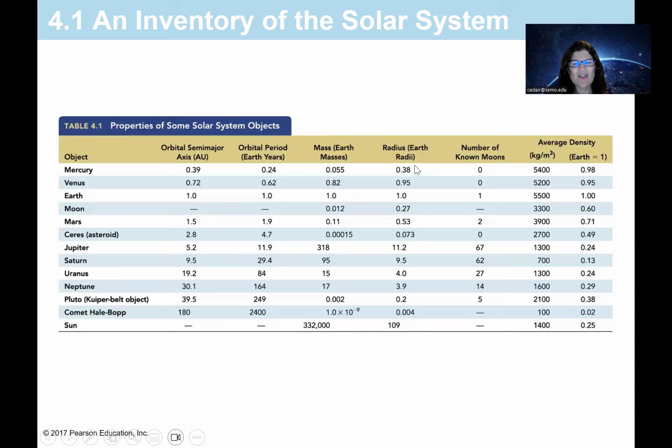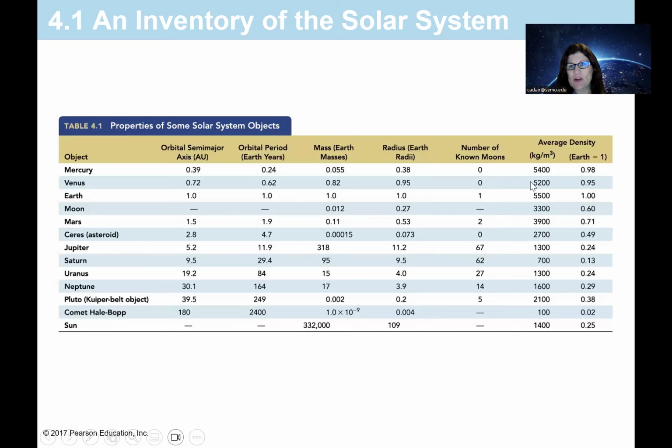Radius, also small, comparable, small, small, small, big. So the radius of Earth is 1, and Jupiter is 11, so it's 22 across Jupiter to get 22 Earths across. Number of known moons, we have 1. Mars has 2. Jupiter 67, Saturn 62, etc. These numbers have changed since this book has been published, and it's a lot bigger now.